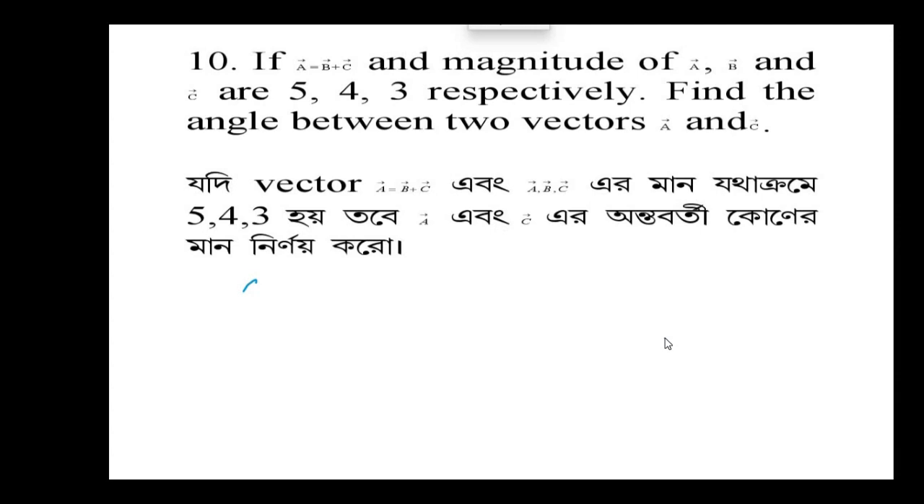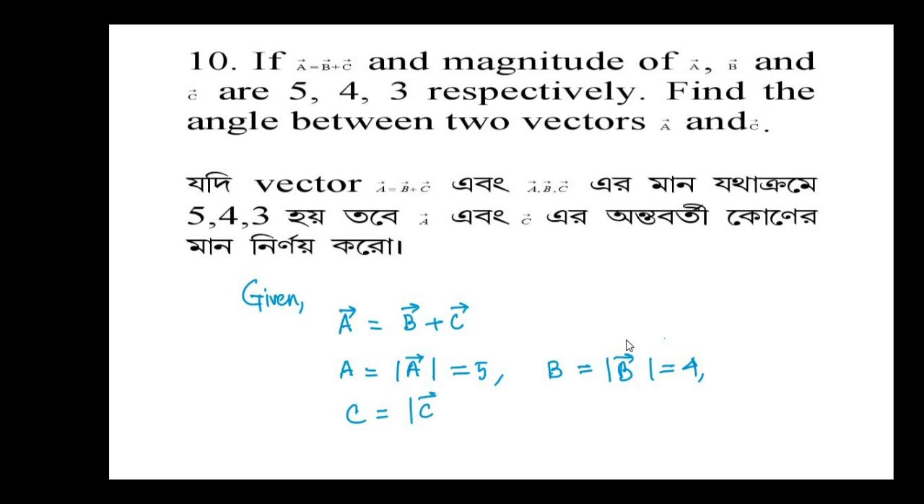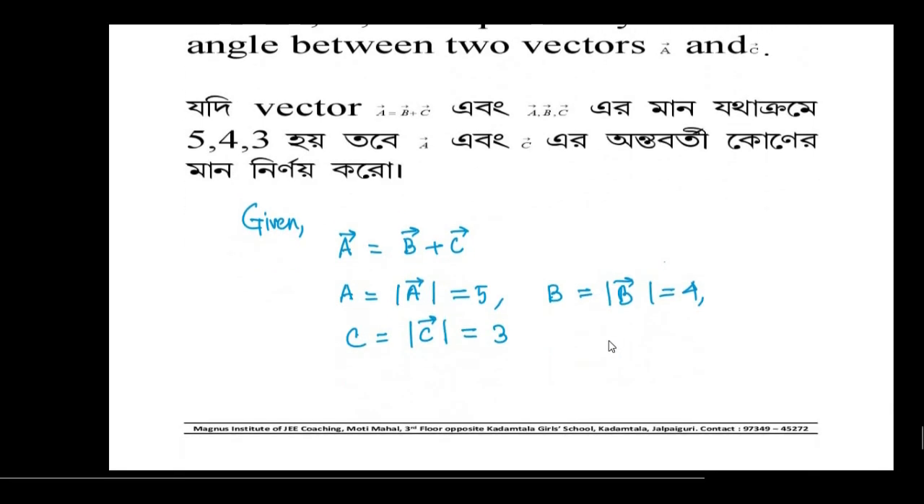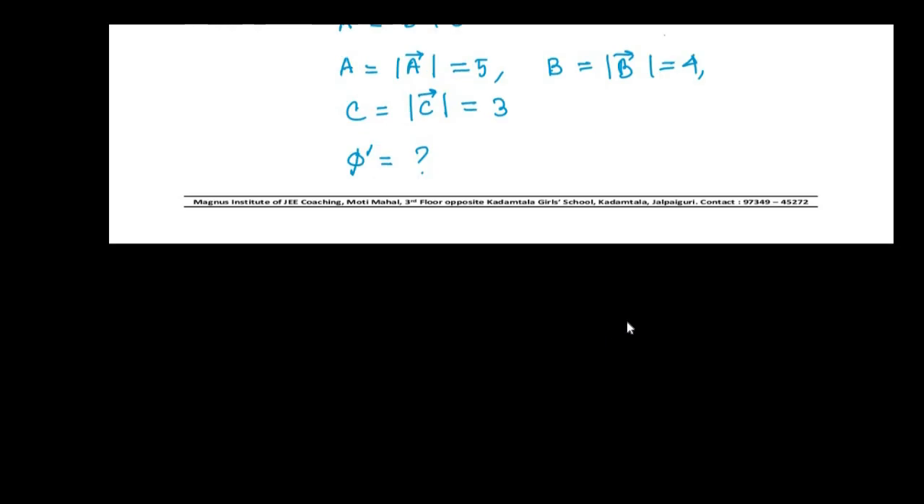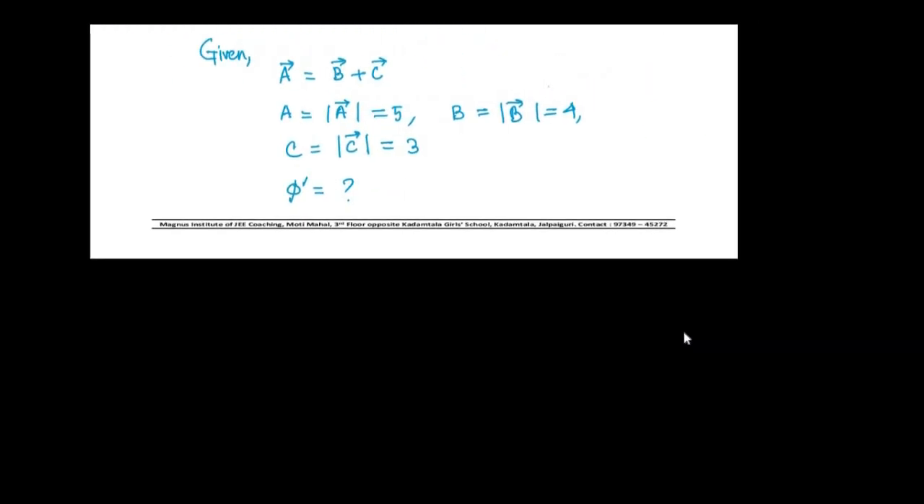Numerical number 10. If vector A equal vector B plus vector C, and the magnitudes of vector A, vector B and vector C are 5, 4, 3 respectively, then find the angle between the two vectors, vector A and vector B. According to this numerical, given vector A equal vector B plus vector C, mod vector A is equal to 5, mod vector B is equal to 4, mod vector C is equal to 3. Phi dash is equal to question mark. We have to find the value of phi dash.